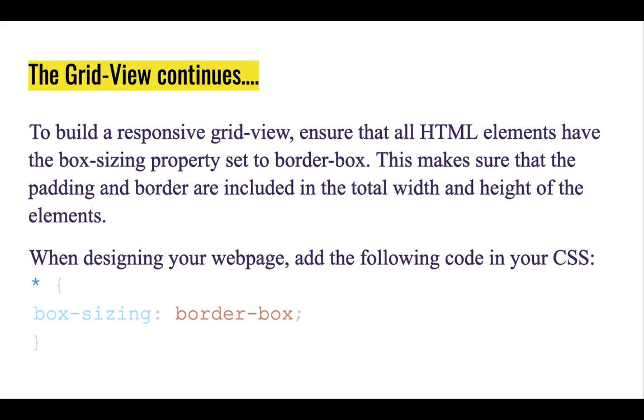To build a responsive grid view, ensure that all HTML elements have the box-sizing property set to border-box. This makes sure that the padding and border are included in the total width and height of the elements. When designing your web page, add the following code in your CSS.